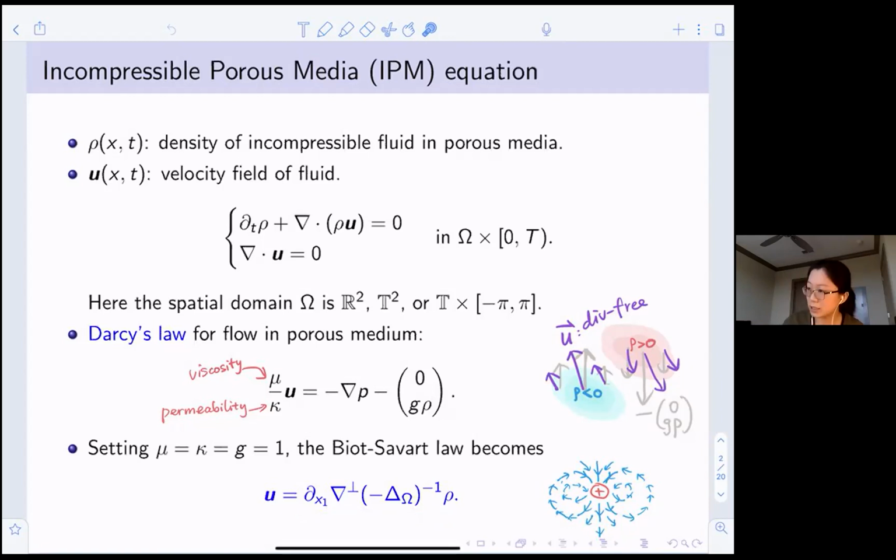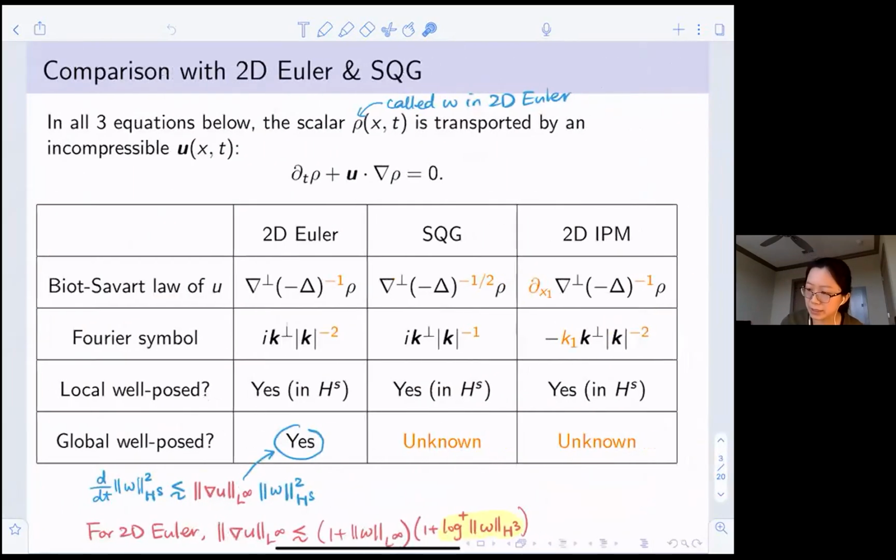Just to give you an intuitive picture of what it looks like, if the density is just a single positive delta function, then it creates a velocity field that looks like that. It is incompressible, and it's going downwards over here. So that is what this equation is.